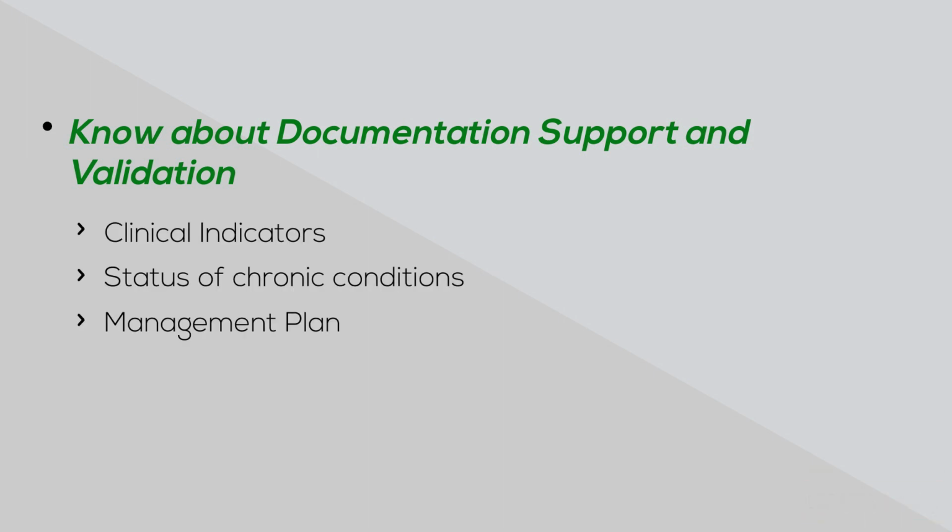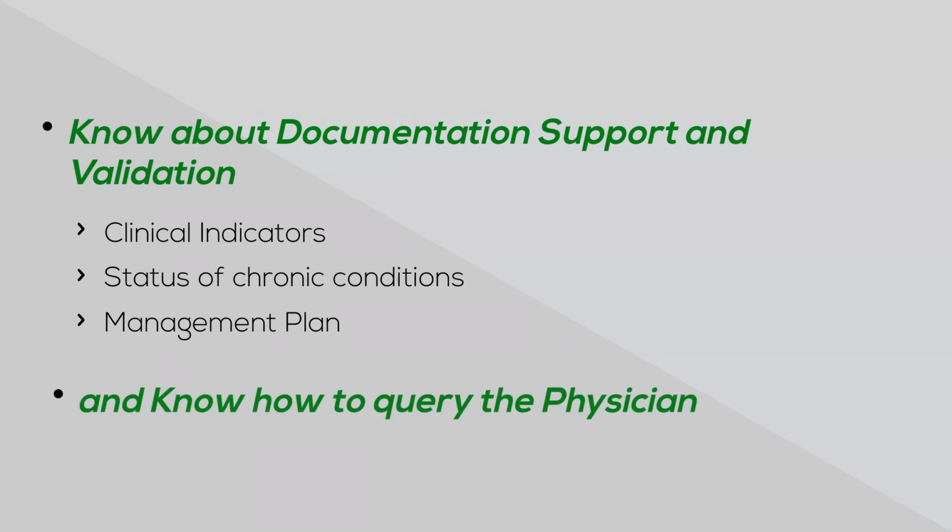A diagnosis is supported when the healthcare provider documents clinical indicators, which may be a sign, symptom, or lab result; the status of the chronic condition such as stable, improved, controlled, worsening, or in remission; and a management plan, which describes the strategy chosen to deal with the patient's condition or disease. It can be observation, treatment, specialist consultation, or test order. And know how to query the physician.